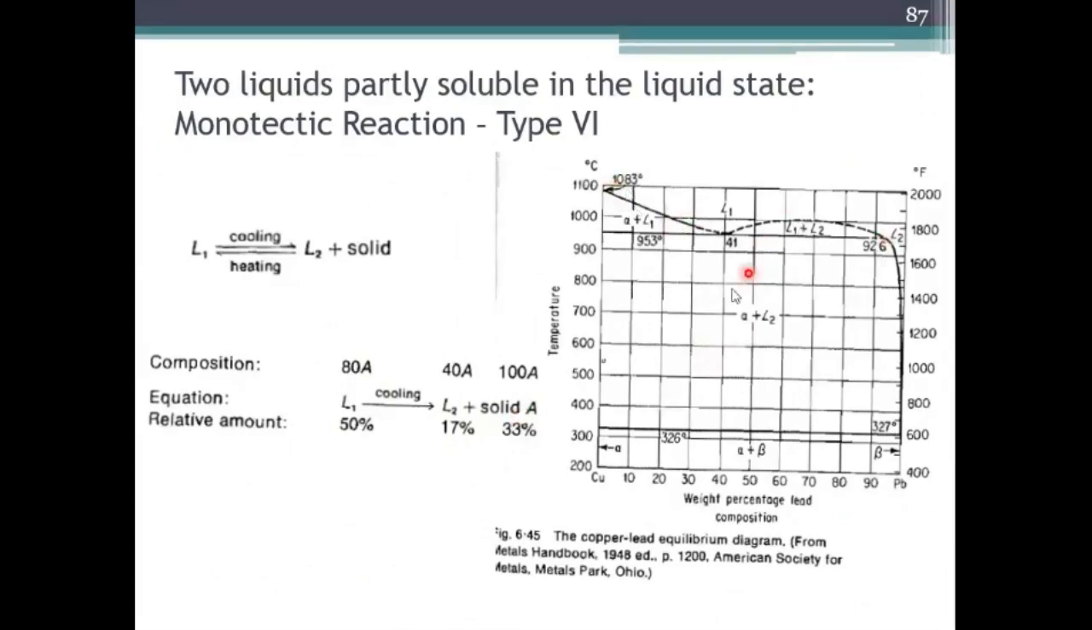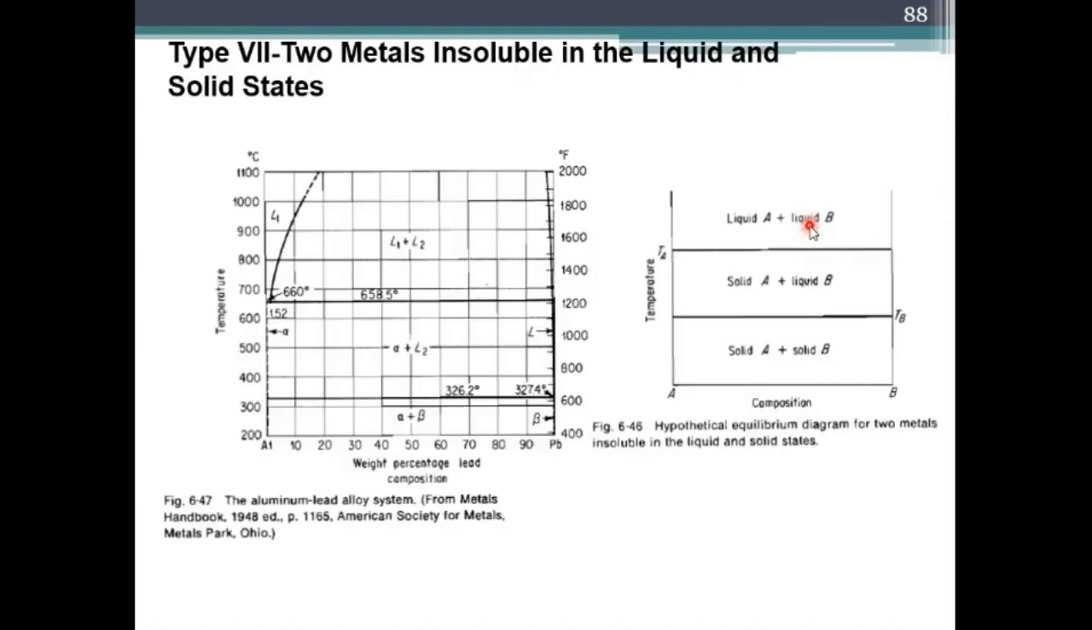The curve will be like this. Initially, it will be alpha plus L2, and this side it will be alpha plus L1. Here you will be having alpha, and here you will be having beta. It is L1 plus L2. So these are the regions. Actually, the base will be like this. Initially, it will be solid A plus solid B, solid A plus liquid B, then liquid A plus solid B, like this. So alpha plus beta, alpha plus liquid 2, liquid 1 plus liquid 2. That will be the difference.